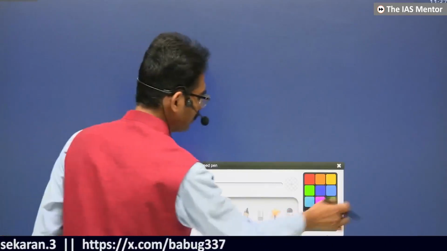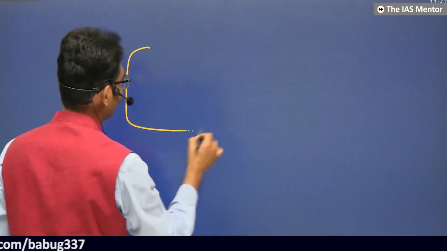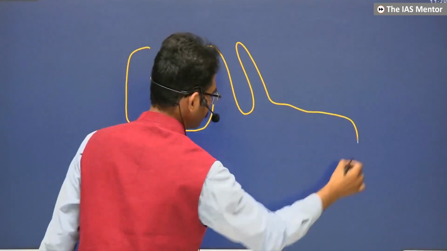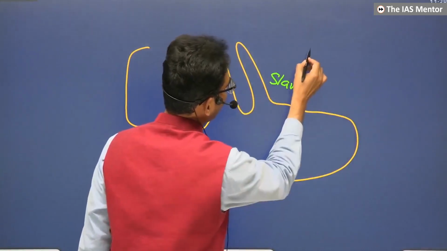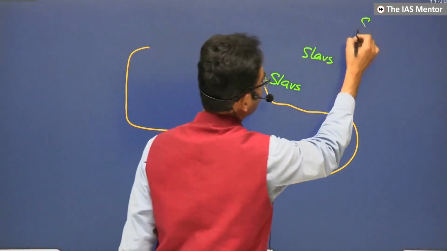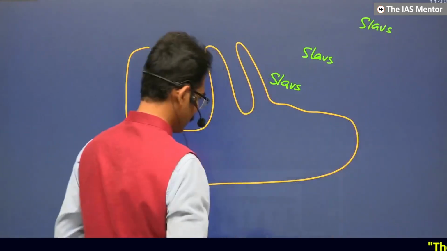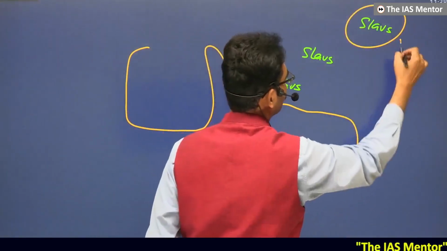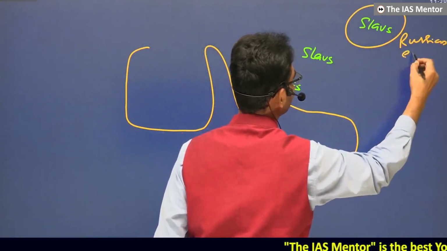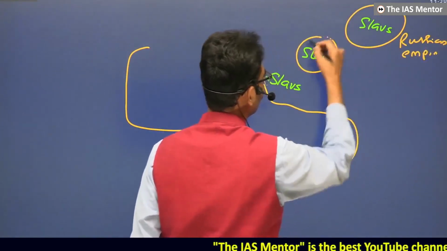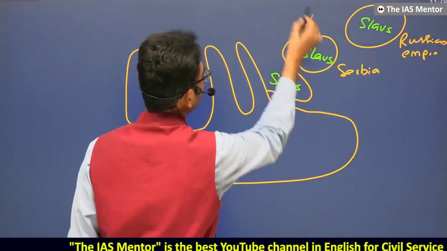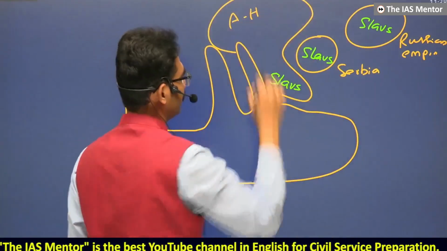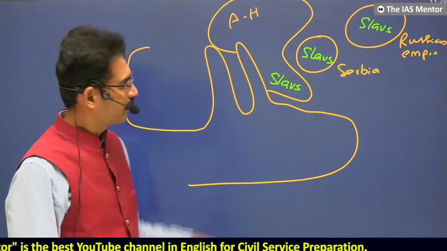In this manner, this confused situation is created. Now I am explaining in a very simplified manner. It became like this. Slavs were there. They are called the Russian Empire. They are called Serbia, but they are under Austria-Hungary.